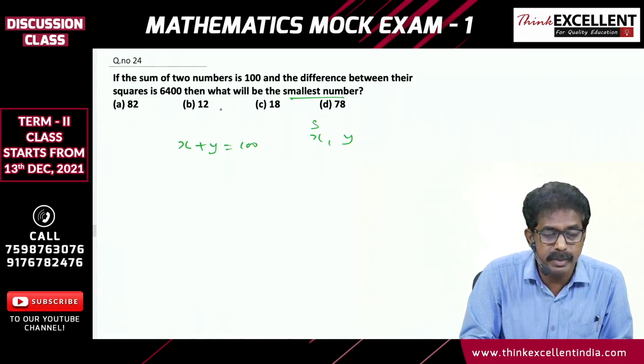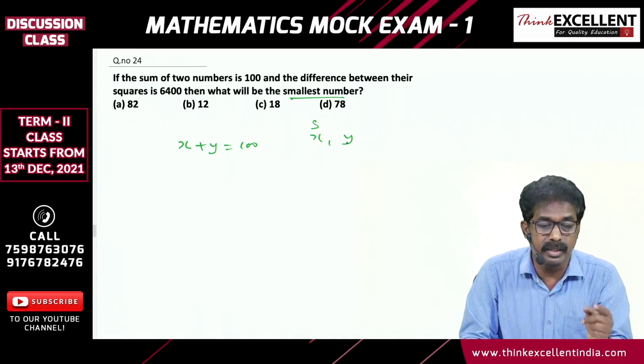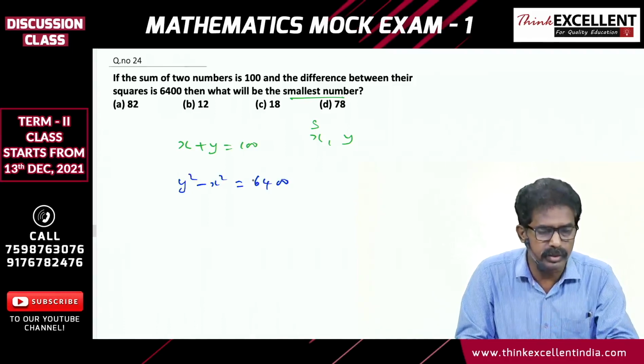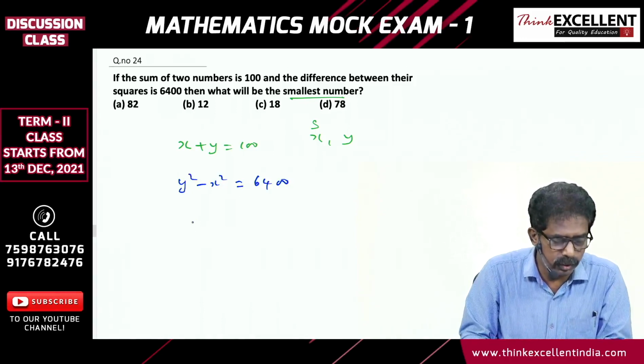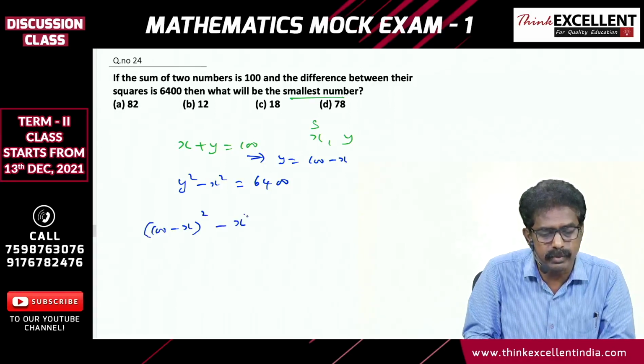Then the difference between the squares: the difference in the greater number's square, so y square minus x square is 6,400. Okay, so this is the question. How can you do this one? From the first equation, you find the y value. y is equal to 100 minus x, right? You substitute here: y square is 100 minus x the whole square, minus x square equal to 6,400.